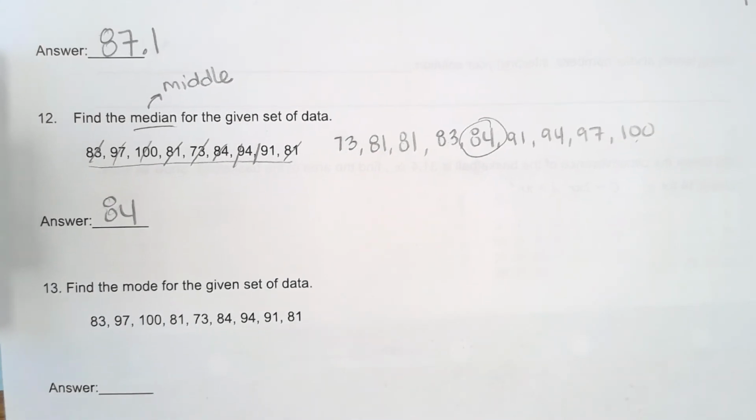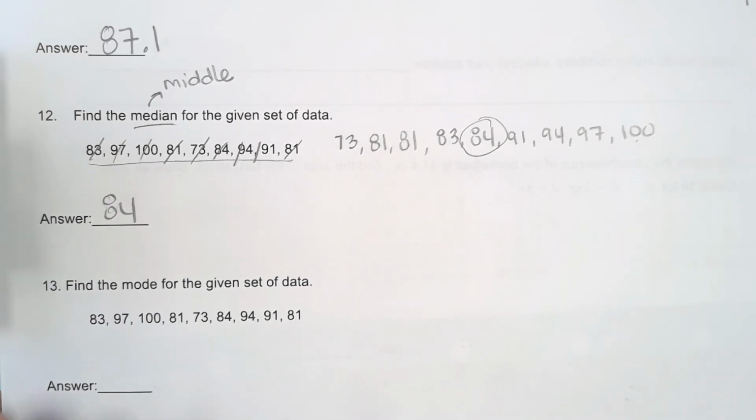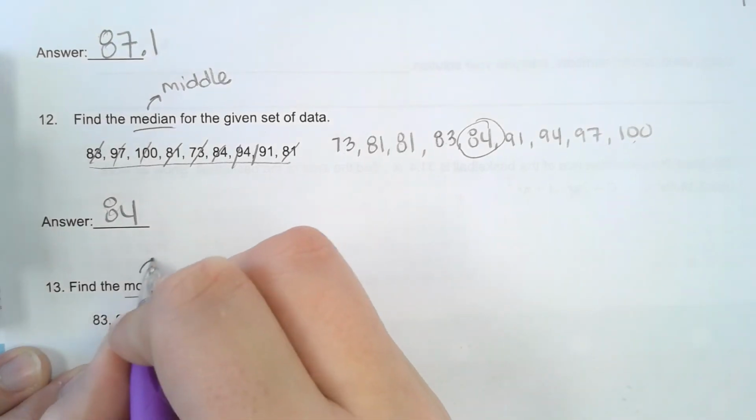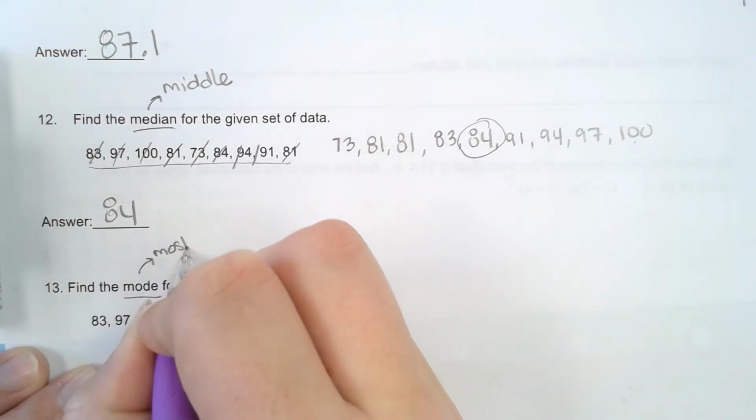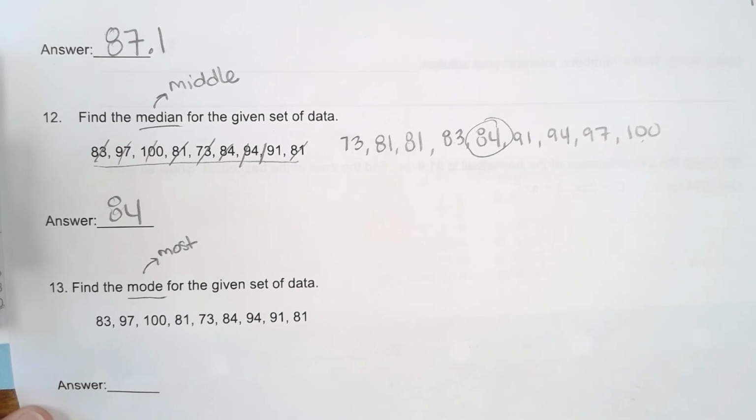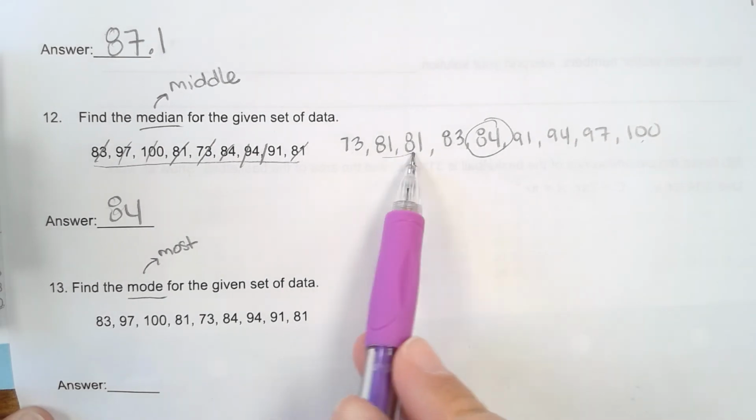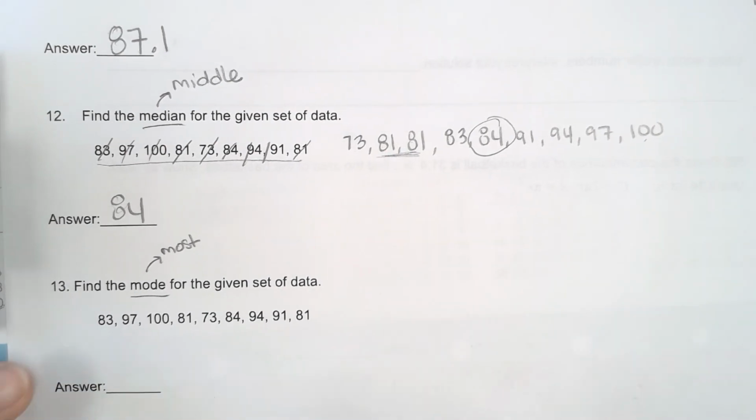All right, and the last one, find the mode for the given set of data. So mode means most. So what number occurs the most? And if you guys realize, our numbers that occurred the most were 81.